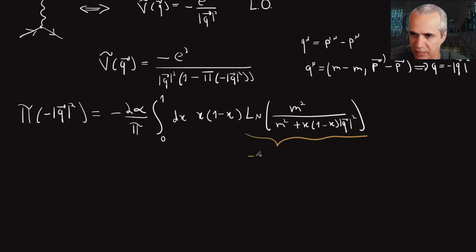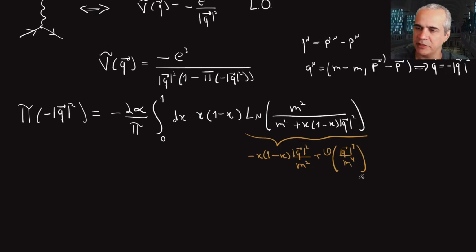This will be x, 1 minus x, Q square over M square, right? Plus order this thing to the fourth, right? And I'll disregard this part right here. This is a very rough approximation, but let's see what that gets us, right?